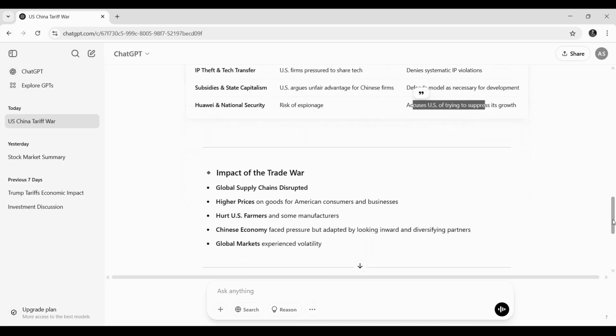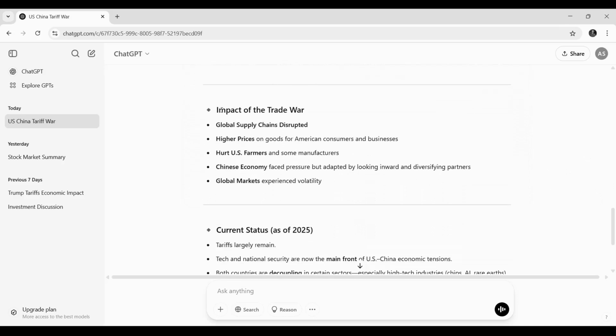That is here. Okay, now then we have impact of the trade war. So global supply chain disrupted. Okay, now higher prices on goods for American consumers and businesses.